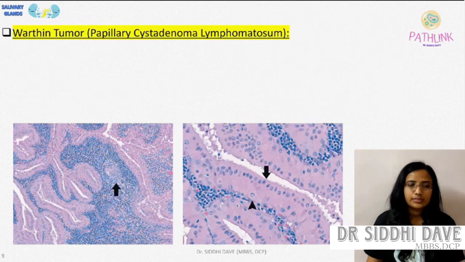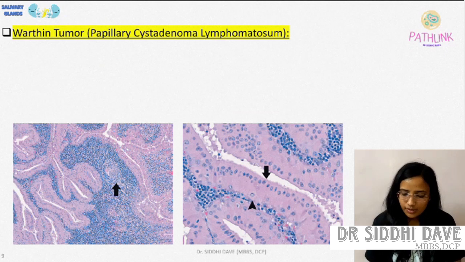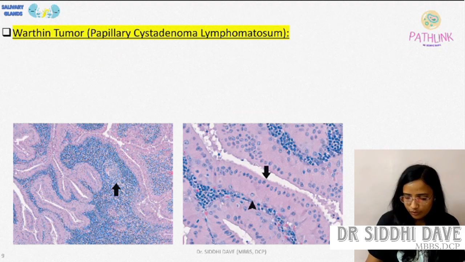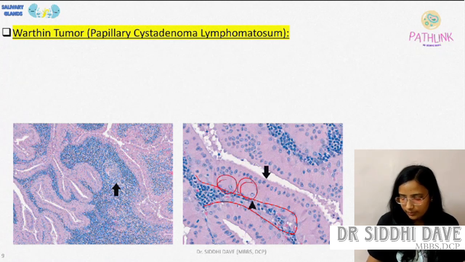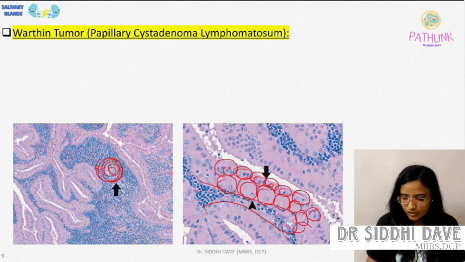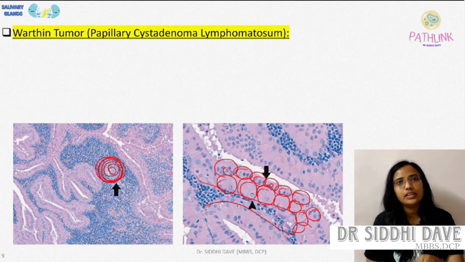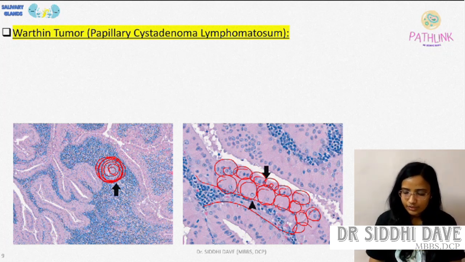The next one is Warthin's tumor, papillary cystadenoma lymphomatosum. You are seeing a very peculiar image. Can you appreciate the double line of cells here? There is double lining of the cell, and here you are appreciating the germinal layer, lymphoid follicle. So double lining by the oncocytic cells, and in between, lymphoid follicle aggregates. So it is our Warthin's.